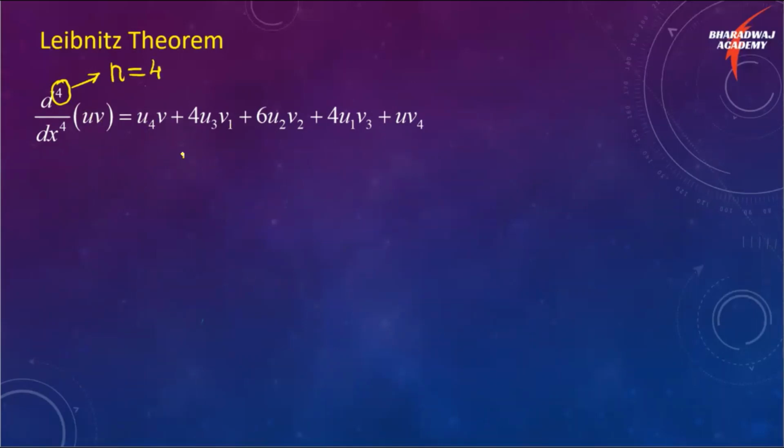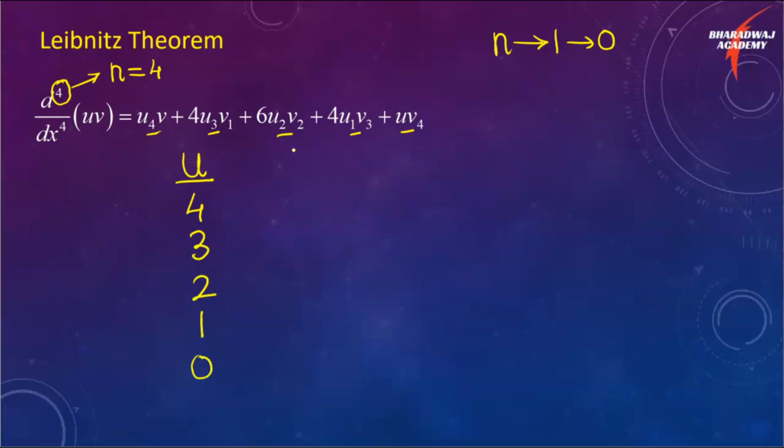Now, can you see here u ranges from n to 1, and then to 0. What do you mean by 0? I'll tell you. n is 4 here, so it will become 4, 3, 2, 1, and 0. You should not forget 0 here. U subscript 0 means you have to write u as it is. You should not differentiate the function u. So 4, 3, 2, 1, and 0.